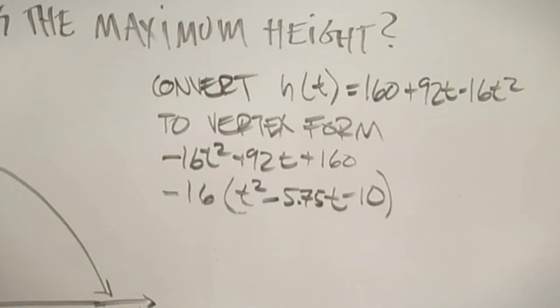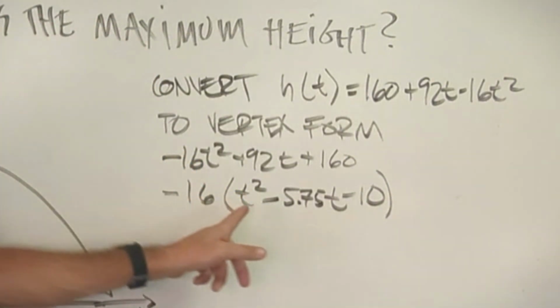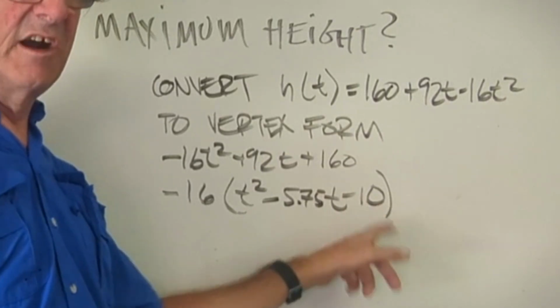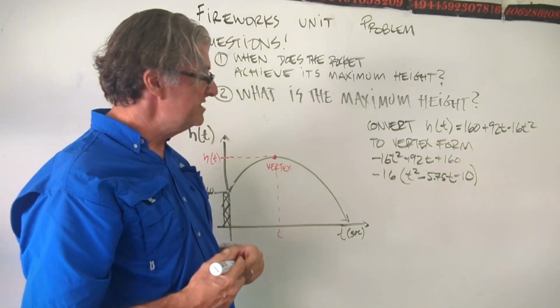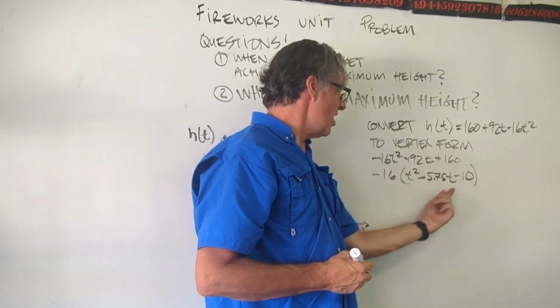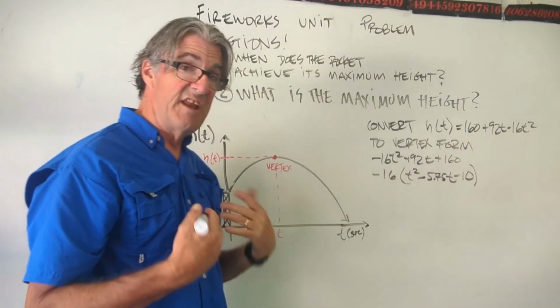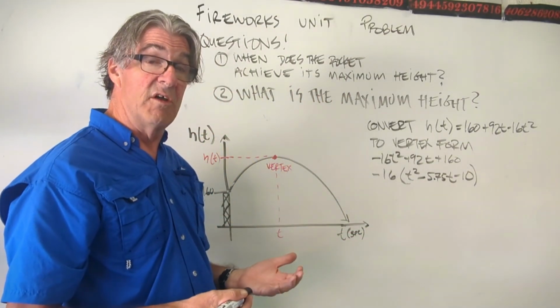Close the parentheses, because this negative 16 applies to everything that's in there, and that will become important in a few steps. So the whole reason we did this is so that we can complete the square on these three terms, because now it is complete-the-squareable.